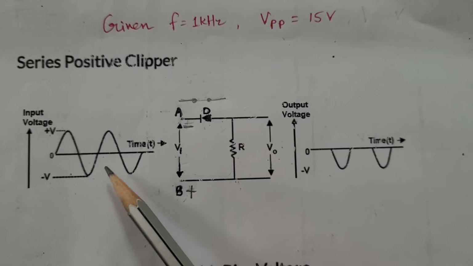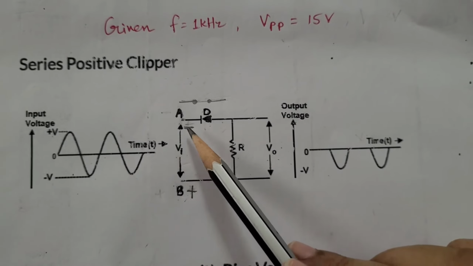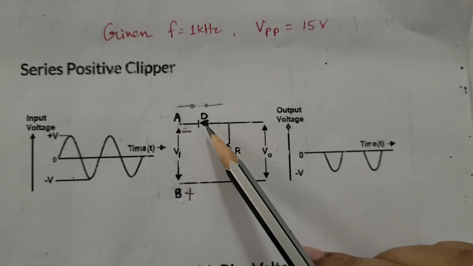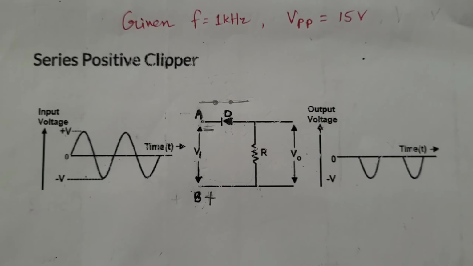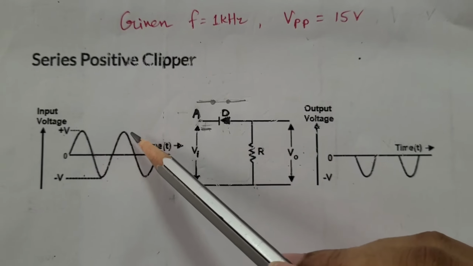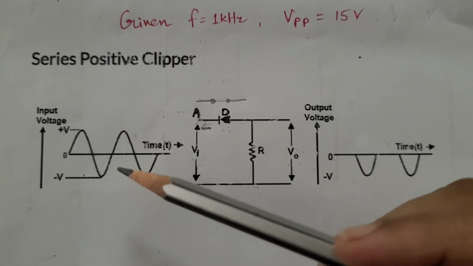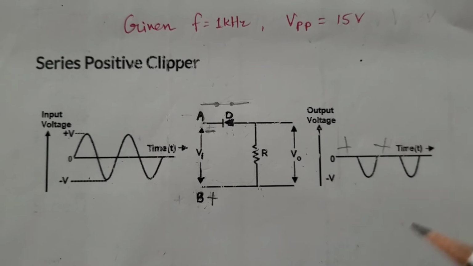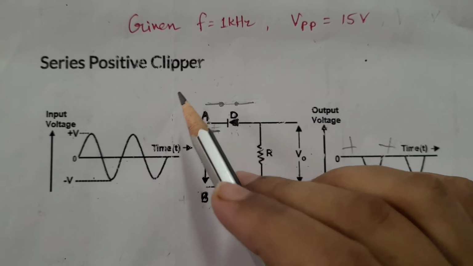During negative half cycle of the AC input, A becomes negative and B terminal becomes positive. Diode is in forward bias, making a short circuit across it, which ensures a closed path. So output voltage across the resistor will be available. For the next positive half cycle of the input, the same process is repeated. In this way, this circuit is clipping off the positive portion of the input signal. So the name series positive clipper.